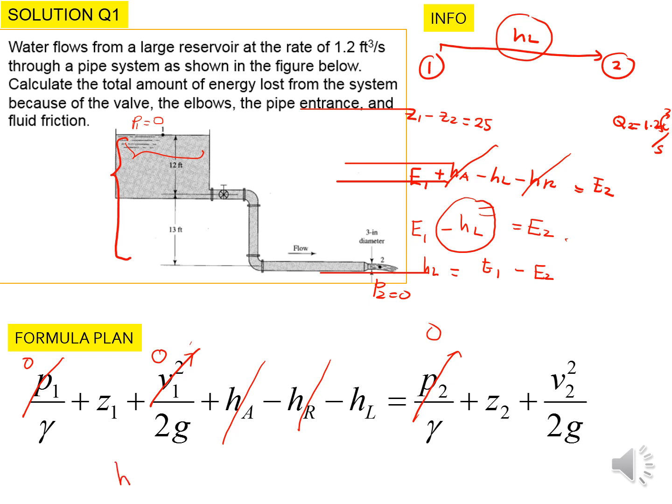So therefore, at the end, we can simplify this equation so that HL is actually equal to Z1 minus Z2 minus V2 to the power of 2 divided by 2G. So this is actually our final equation.